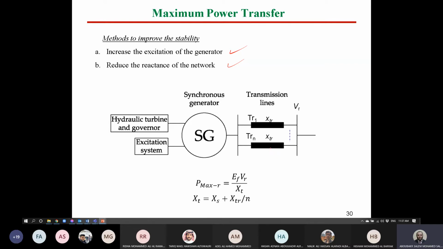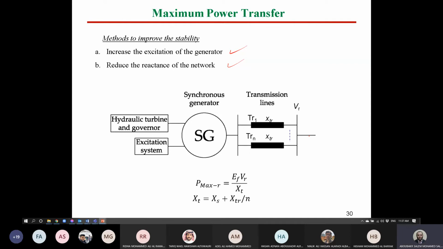And in terms of reliability as well, which means if we lost one of the lines, it means the other line can carry the power to the load. So it also improves the reliability of the system. تمام يا شباب? Is it clear?